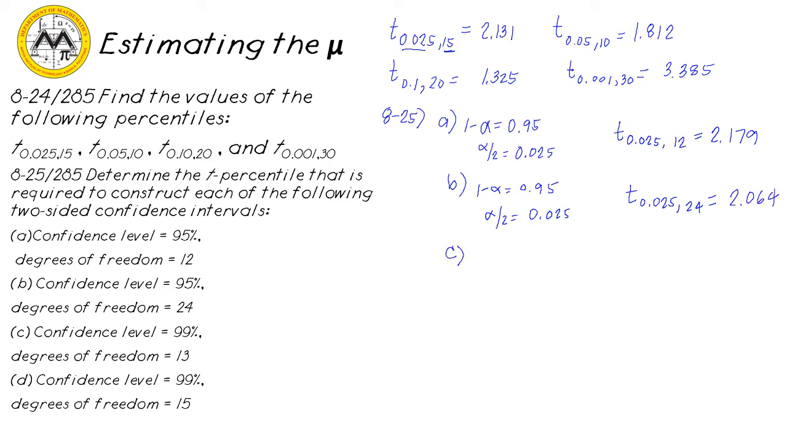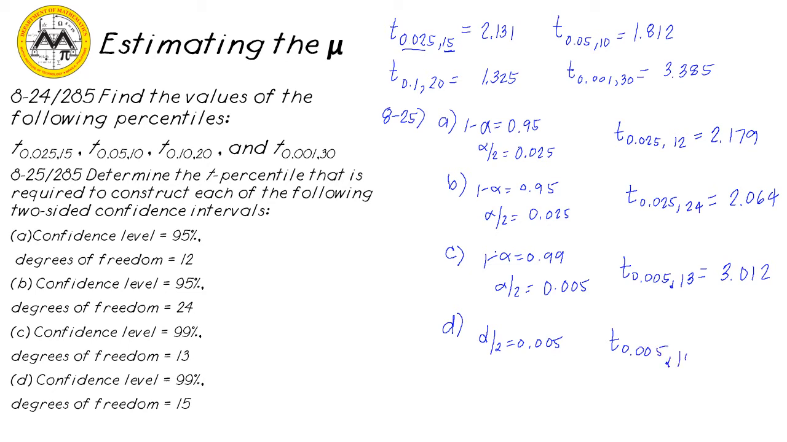For letter C, 99%, so 1 minus alpha is 0.99. So alpha over 2 is 0.005. So t of 0.005, degrees of freedom 13, is 3.012. The numbers are coming from the t distribution table. For letter D, alpha is 0.01, so alpha over 2 is 0.005. So t of 0.005, degrees of freedom 15, is 2.947.